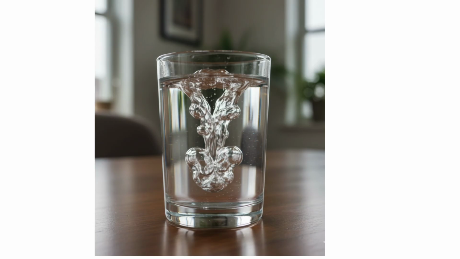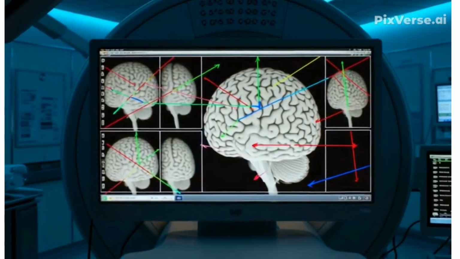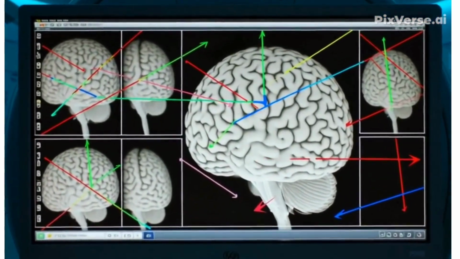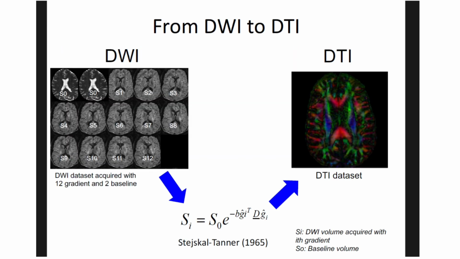Imagine water flowing freely in a glass of water. That's isotropic diffusion. Now imagine water moving through a bundle of straws. It can move easily along the length of the straws, but not across them. That's anisotropic diffusion. From DWI to DTI, the process begins with a special MRI scan called diffusion-weighted imaging, or DWI.